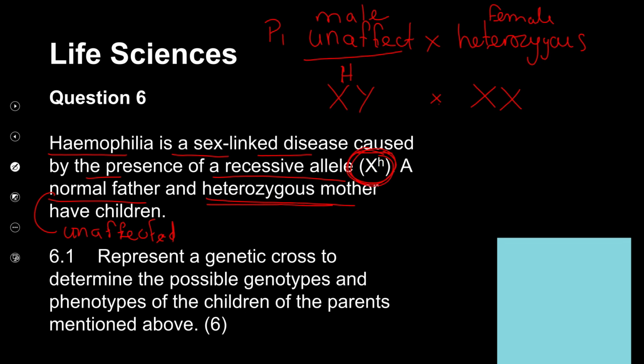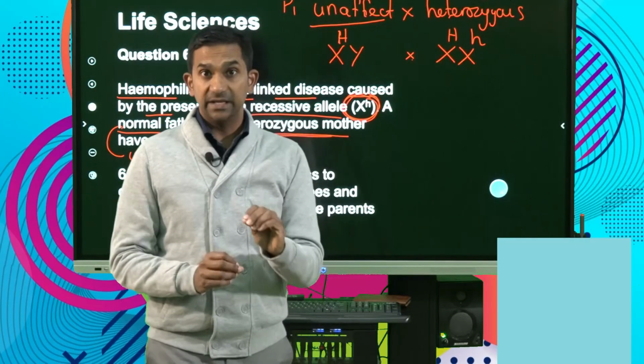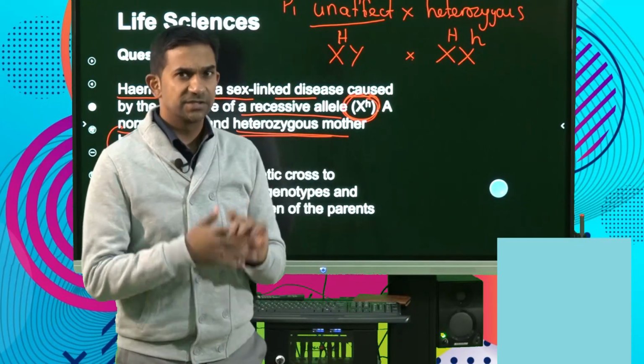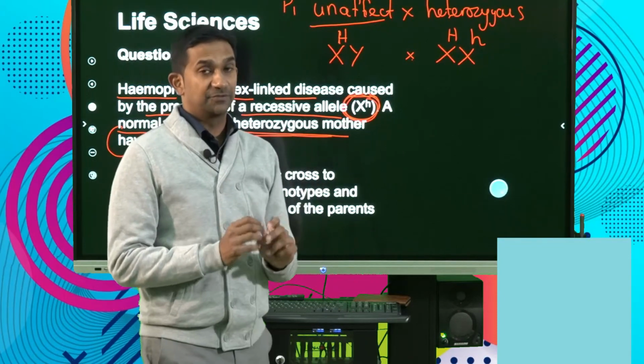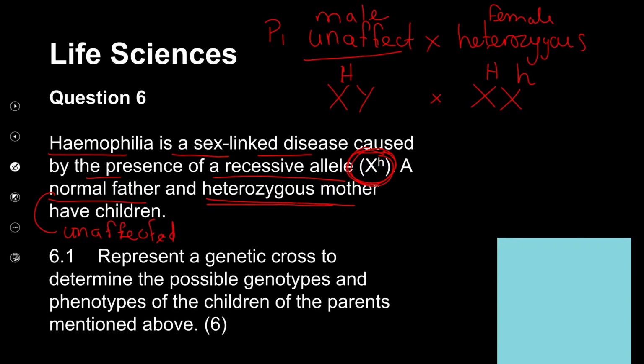It's important to recognize that the female is heterozygous, meaning that she has the dominant and the recessive allele. Again, so I've got to allocate a heterozygous combination to that. And that's fundamental to getting the rest of the problem correct. So now we've established the genotypes of the parents. So let's read the question.